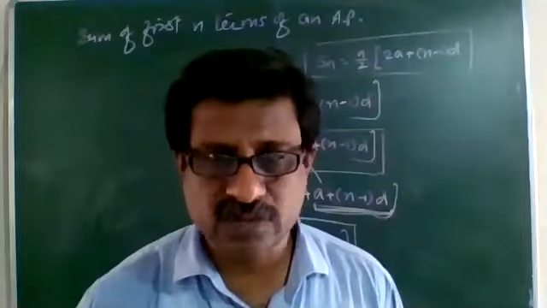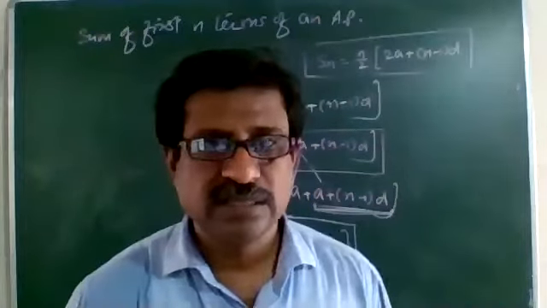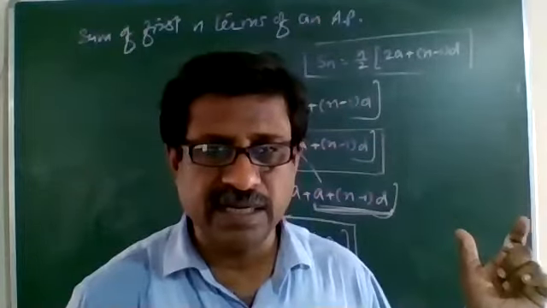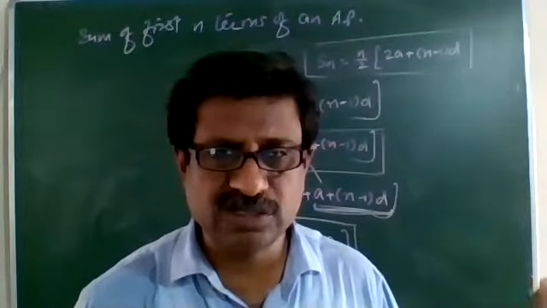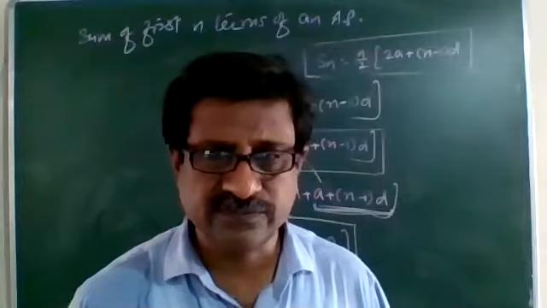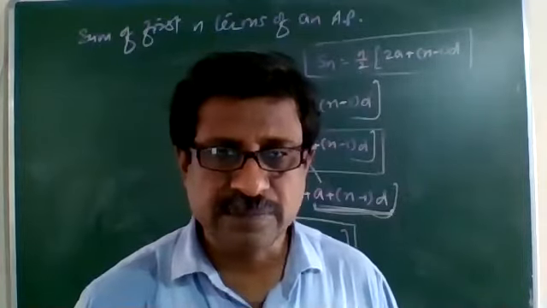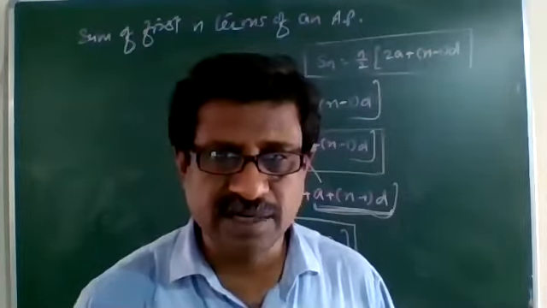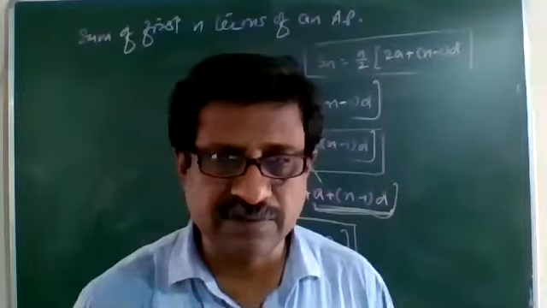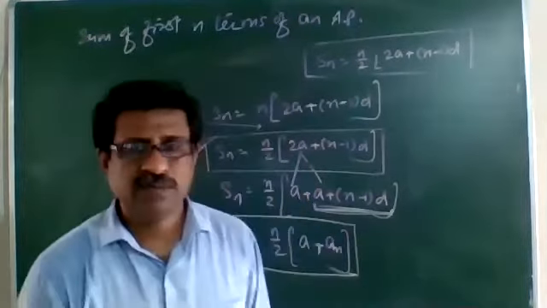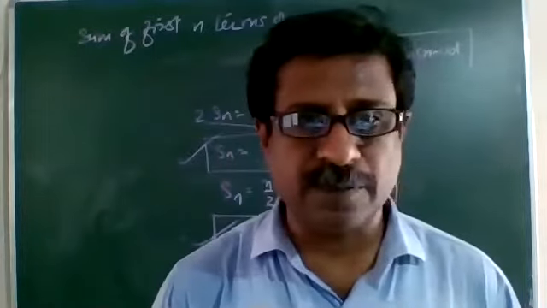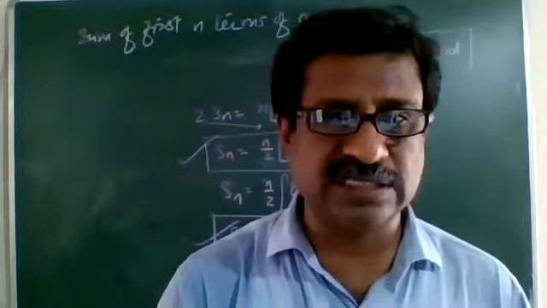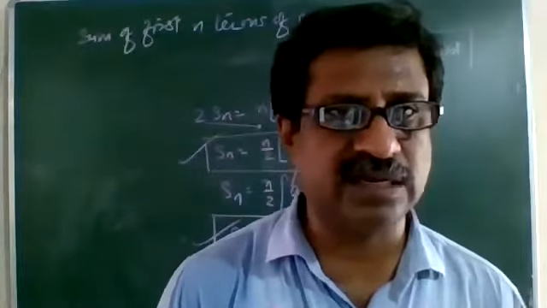We'll write certain questions and try to solve them. Just keep the formula in your mind and substitute each of the values. You know the meaning of each of the terms. A is the first term of the AP. N is the number of terms. D is the common difference. An is the nth term of an AP. Therefore, all these values have to be substituted in the proper place, do the proper calculation, then the sum of n terms of an AP you can get easily.